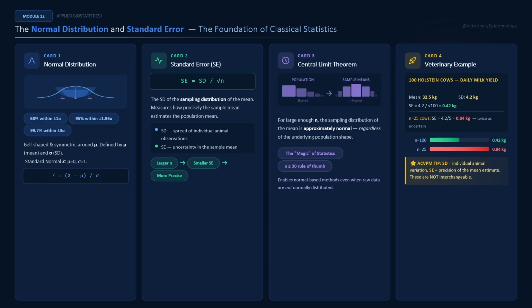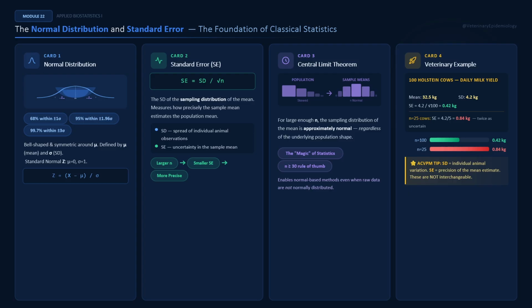Now let's talk about the two ideas that make classical statistics tick: the normal distribution and the standard error. The normal distribution is that classic bell curve, symmetric and fully described by just its mean and its spread. Here's where people get tripped up, so listen closely. Standard deviation and standard error are not the same thing. Standard deviation describes how much individual animals vary from each other. Standard error describes how precisely we pin down the average.